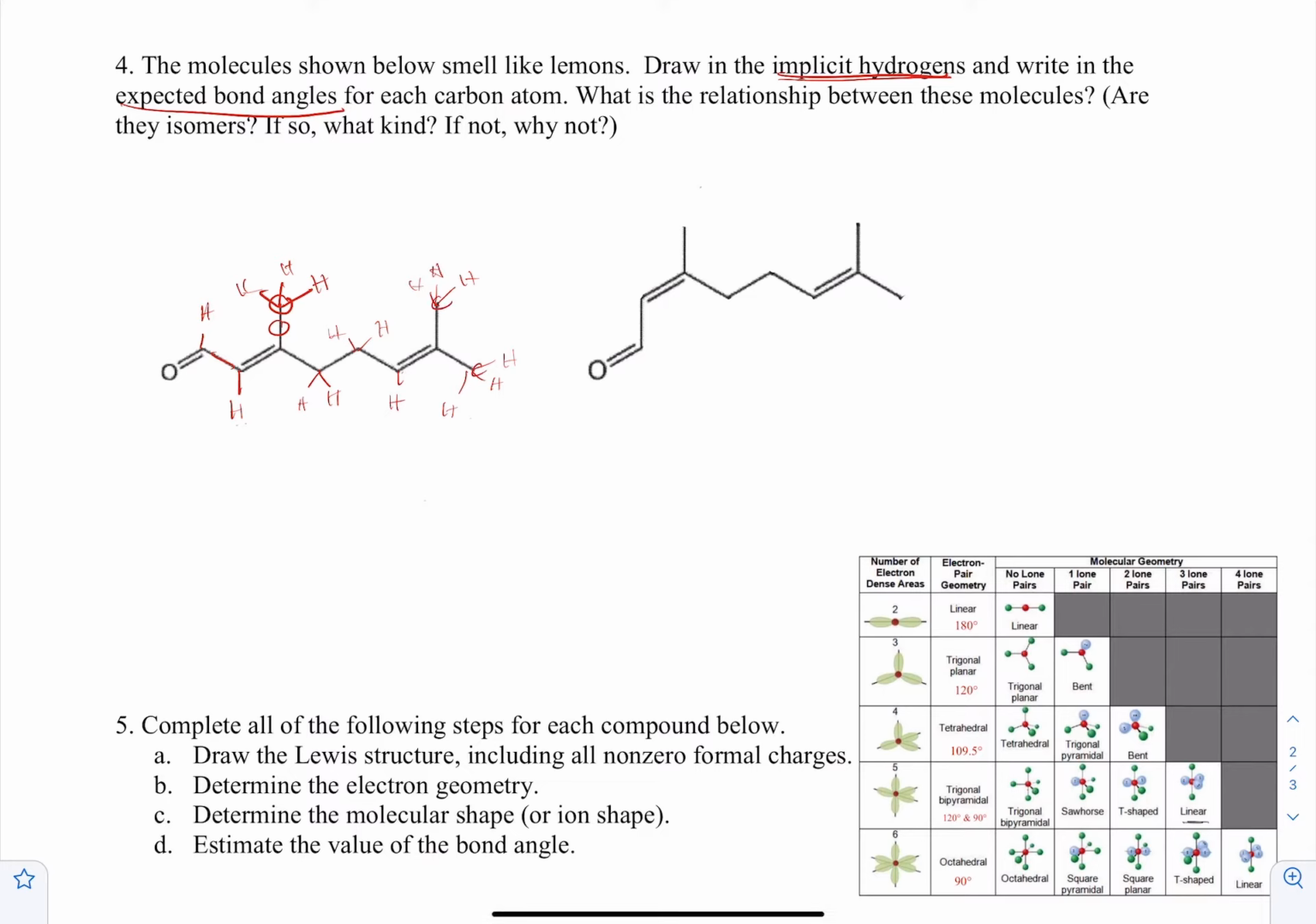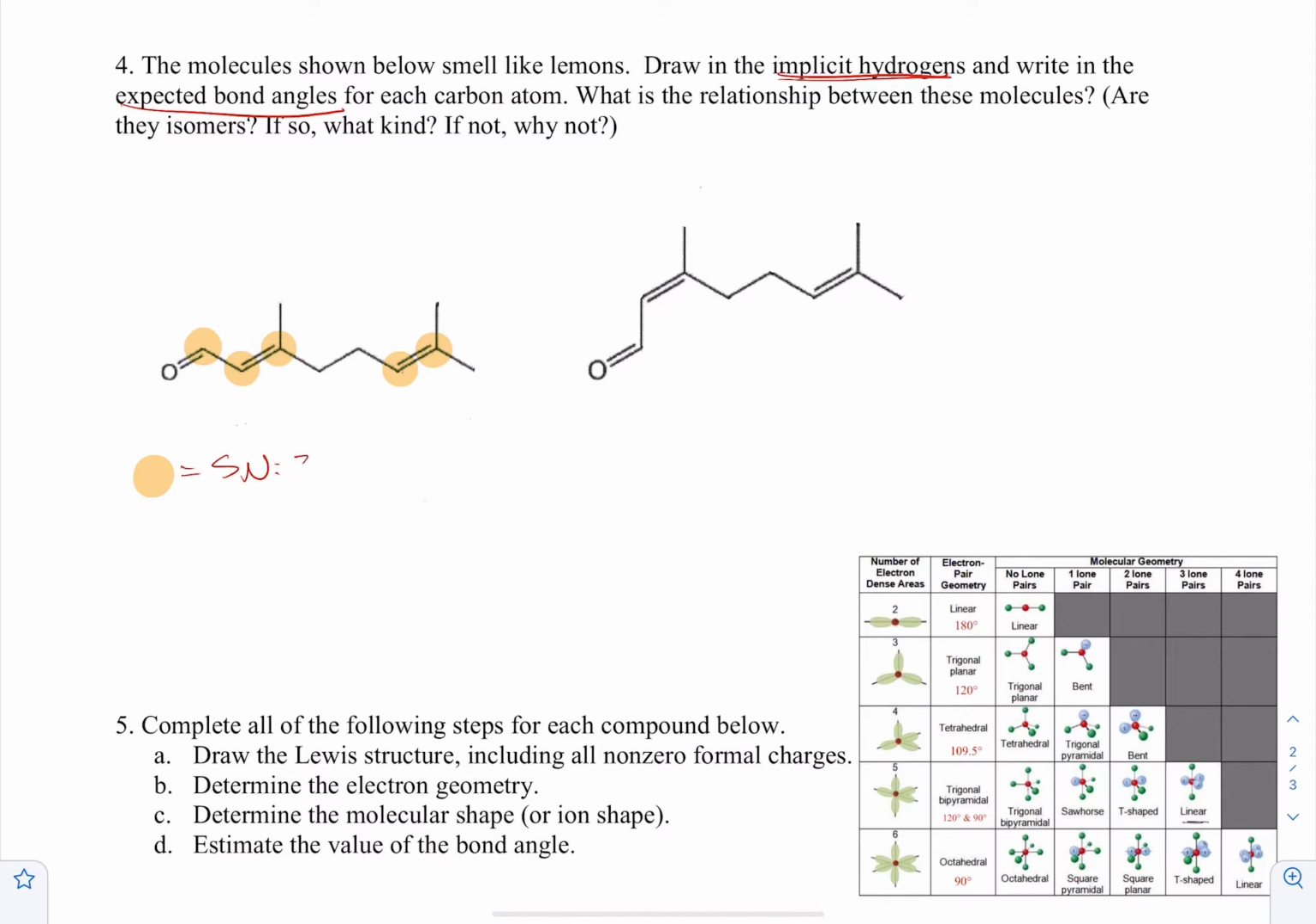Now they want to know the expected bond angles for each carbon atom. So if I look at these carbon atoms here and here that are all double bonded, in fact, let me circle all the ones that are double bonded. The reason is because they're all going to have the same bond angle. So let me highlight these in a circle in a color. I'm going to put orange. So here's one of them. They're here and here.